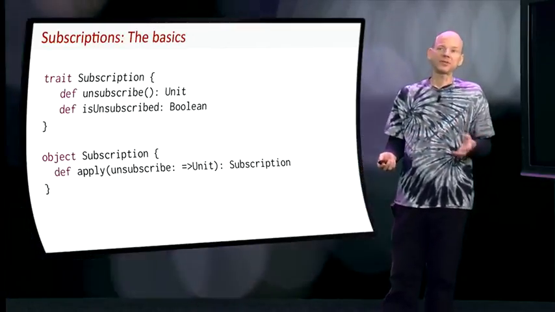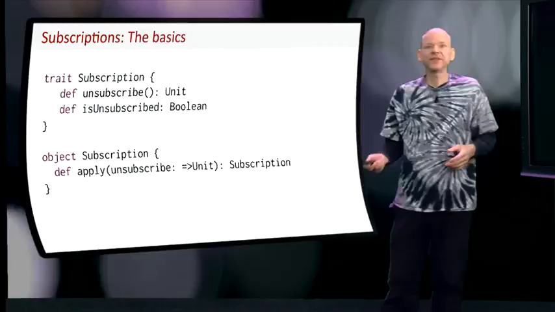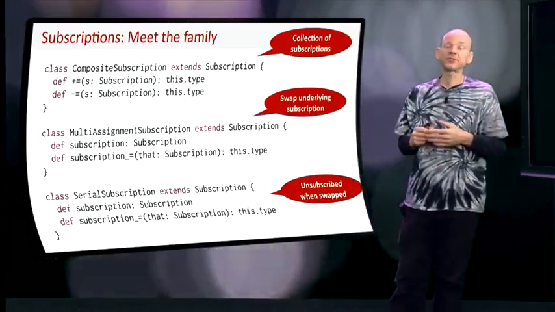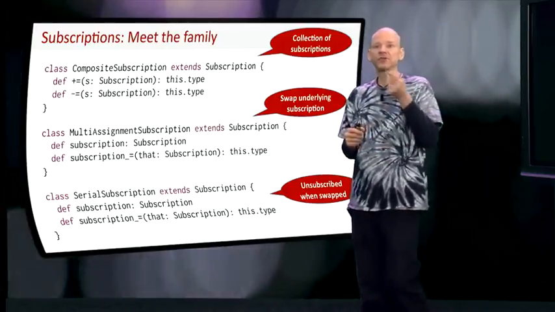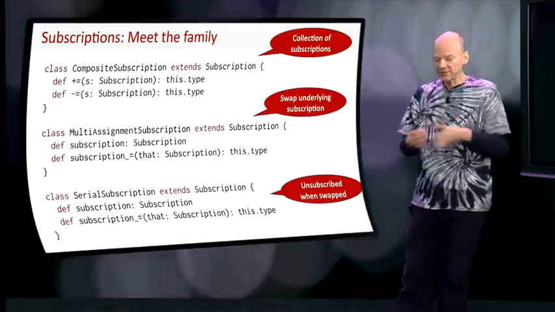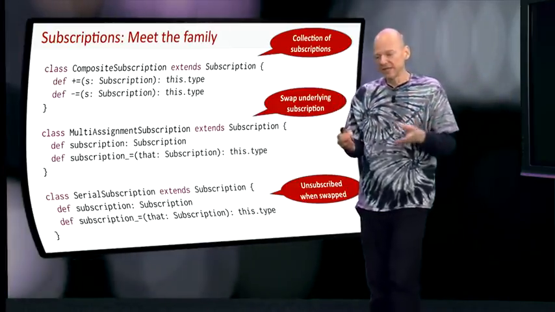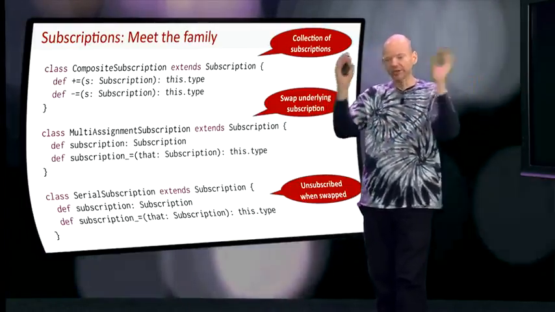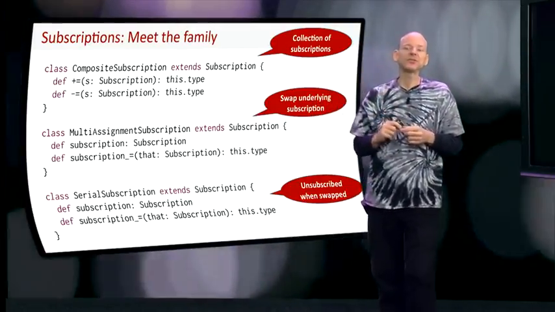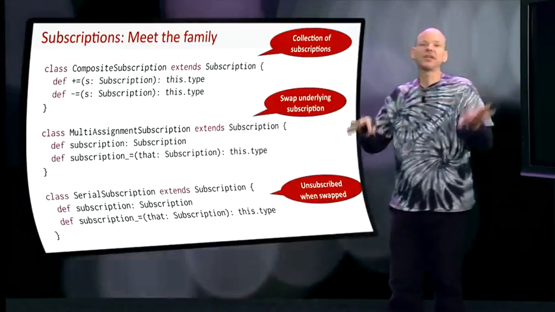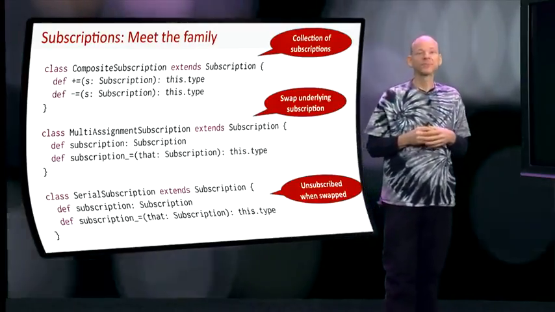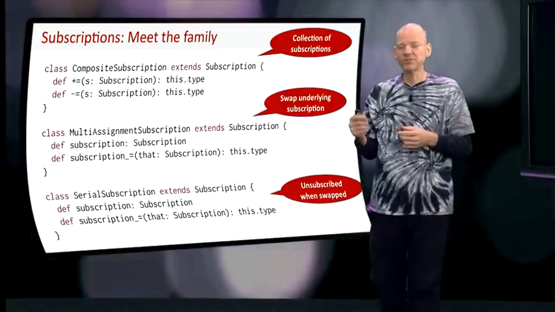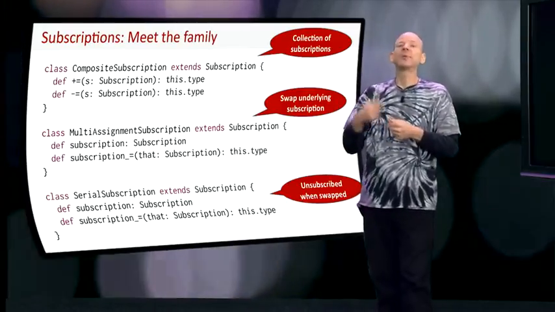Now the interesting part of subscriptions is that they form an interesting algebra. There are at least three kinds of subscriptions in Rx. The first one is a composite subscription, which represents a group of subscriptions that is unsubscribed together. You pool all your subscriptions together, and when you unsubscribe the outer subscription, all the inner subscriptions get unsubscribed. The second one is the multiple assignment subscription, which is a subscription that you can replace.